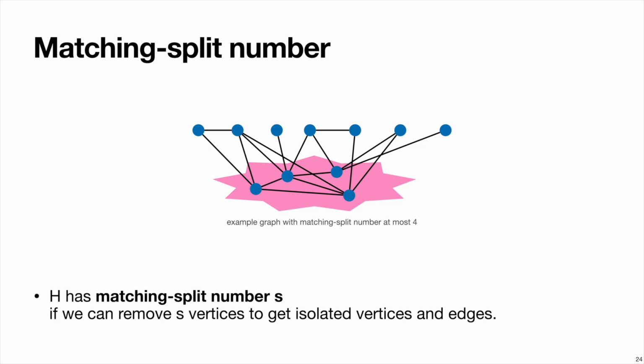But what is the matching split number? Here is an example graph with matching split number at most 4. If you look at these 4 vertices and remove them, then what remains is the top of the graph, which is a graph of degree at most 1. So it just consists of isolated vertices and isolated edges. In general, a graph H has matching split number S if we can remove S vertices from H to get only isolated vertices and edges.